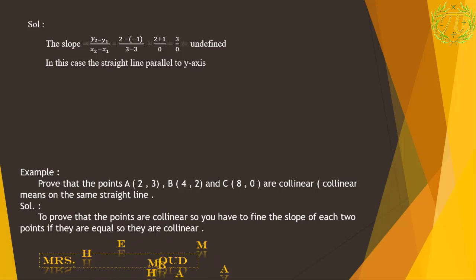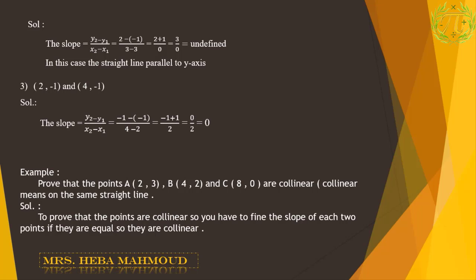Now, example 3: (2, -1) is the first point, and (4, -1) is the second point. Solution. To find the slope, y2 minus y1 over x2 minus x1, which is -1 minus -1, which is -1 plus 1 equals 0, over 4 minus 2, which is 2. 0 over 2 equals 0. Now, if the slope equals 0, in this case the line will be parallel to the x-axis.